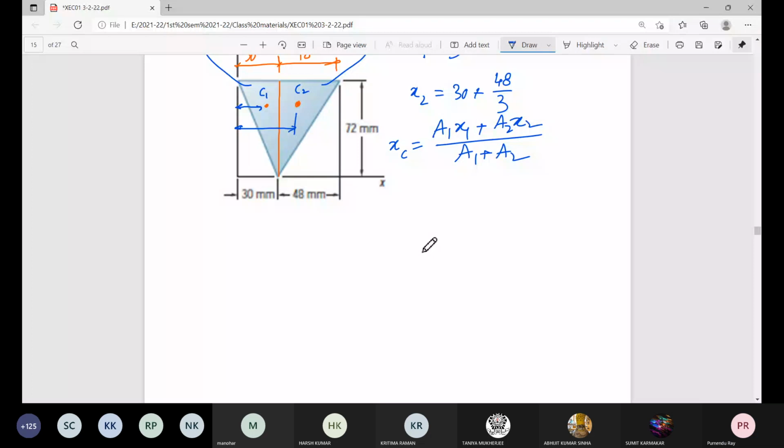Sir, one doubt. Which doubt? Sir, for C2, 30 plus 48 by 3. Why is it not 2/3 of 48? Why 1/3 of 48? What about the previous case? This is 30. And this is 1/3 of 48.